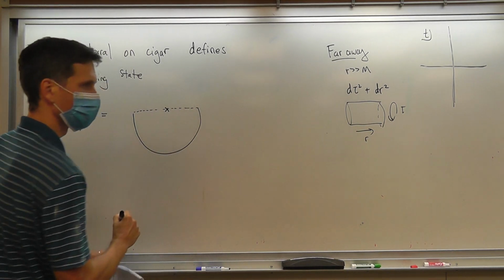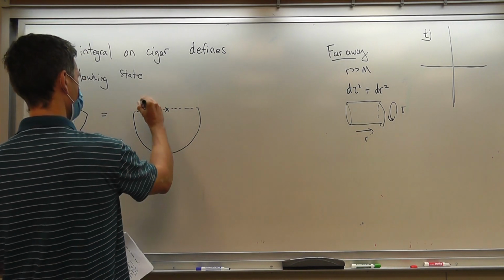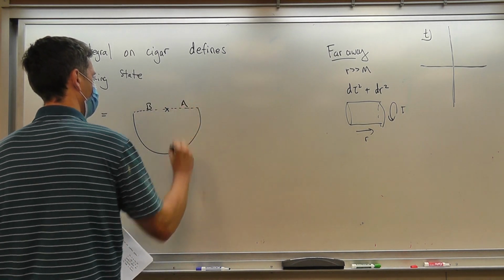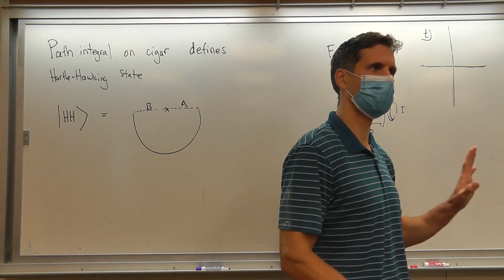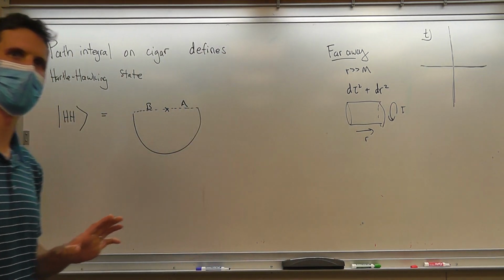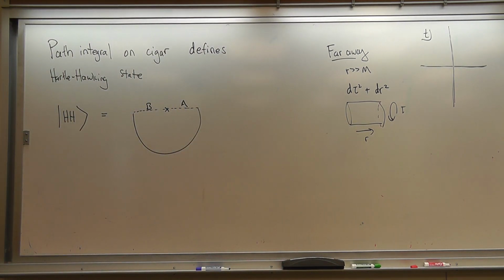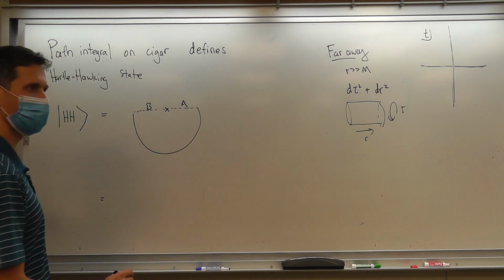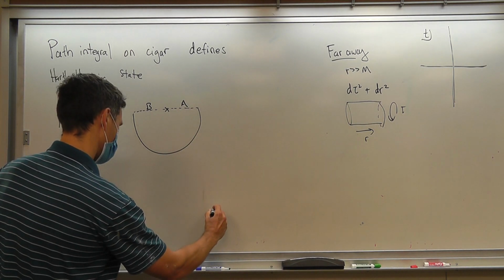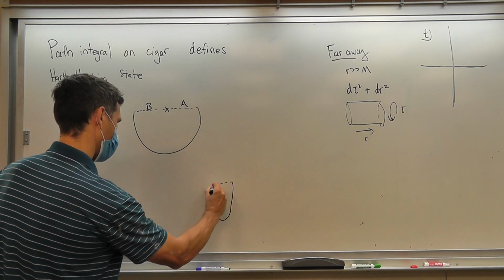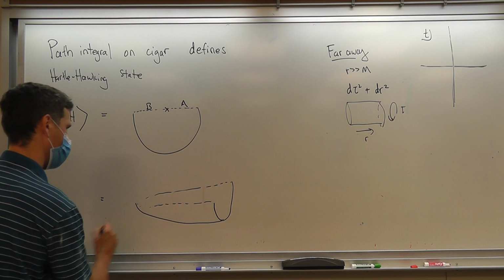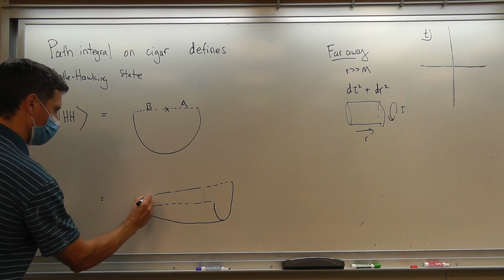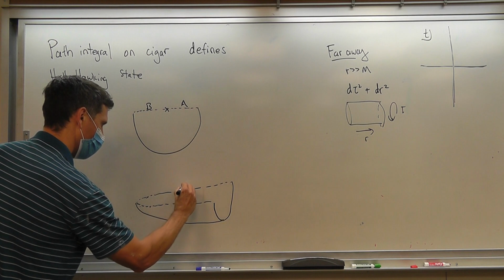Okay, so let me explain what this is. This is the path integral on the half cigar using the flattened picture. If I didn't flatten it, I don't know if I can draw this, but let's see if I can draw it. It would look something like that, where this is A and this is B.